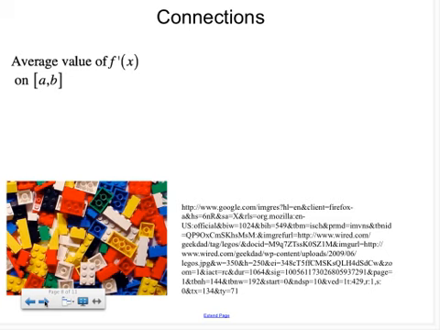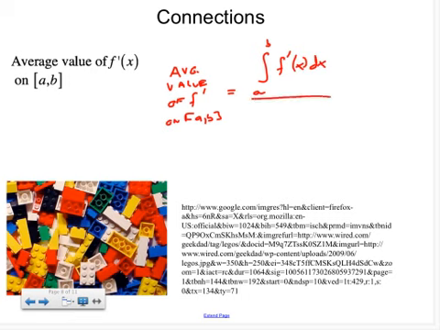Okay, now there are some connections I suppose we can make with this concept. And mainly I want to point this out so that we don't confuse this with our other concept that has the word average in it. But let's talk about, okay, what is the average value of f prime of x on the interval a to b? Okay, so the average value of f prime on [a, b] is found with the simple calculation we've talked about, which is just the integral from a to b of f prime of x dx divided by the difference of the upper and lower limits of integration, b minus a.